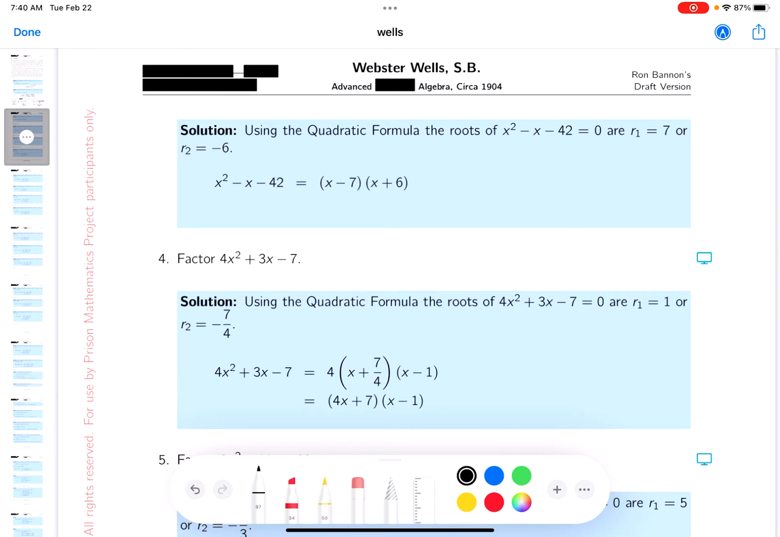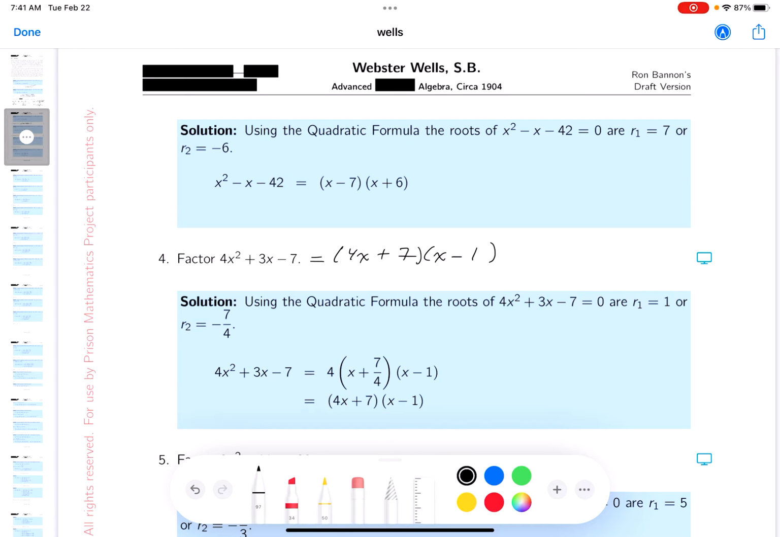Okay, I'm being asked to factor this. I would use trial and error, and by that, I'm going to try 4x and x. And then I'm going to try a 7 and a 1. And I'm going to try, let's see, minus plus. And let's see if that works.